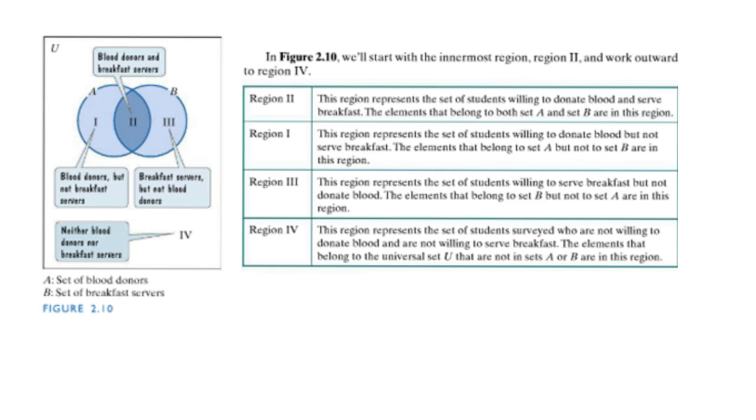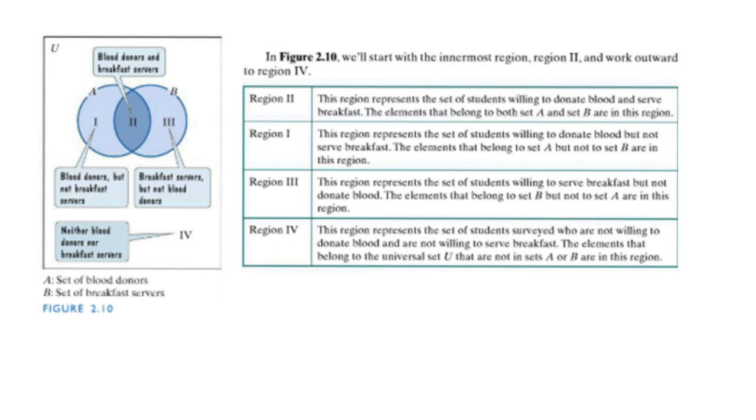This Venn diagram is written on the left-hand side with the explanations for each of the regions. They're using Roman numerals 1, 2, 3, and 4 for each of the regions. So if you have two sets that are intersecting, you will have 4 total regions contained in the universal set. And you can read each one of these if you would like to.